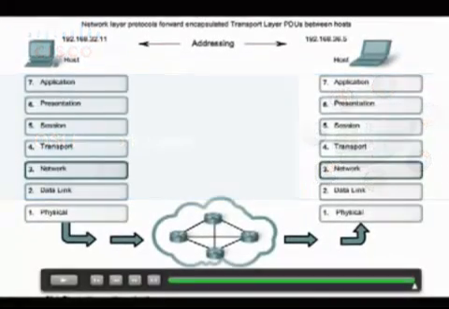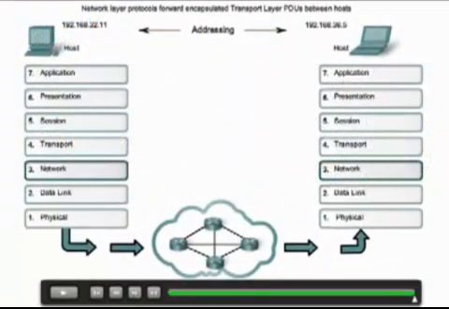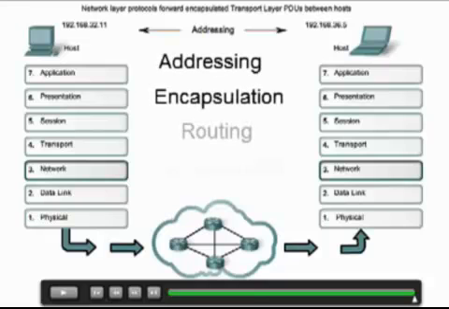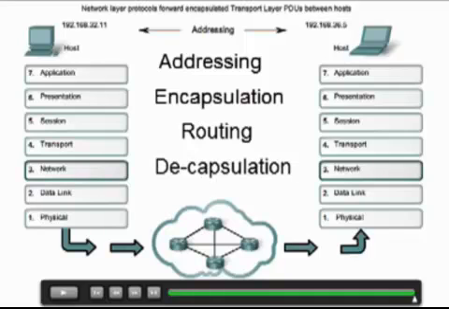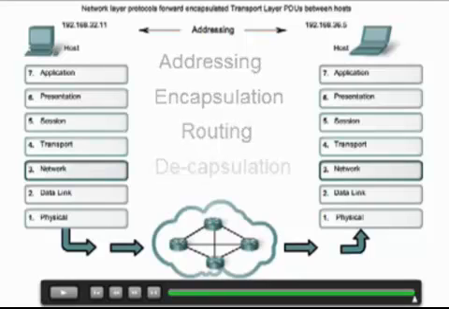The network layer, or OSI Layer 3, provides services for the exchange of data over the network between end devices. Layer 3 uses 4 basic processes: addressing, encapsulation, routing, and decapsulation. First, the network layer must provide a mechanism for addressing these end devices. If data are to be directed to an end device, that device must have a unique address.